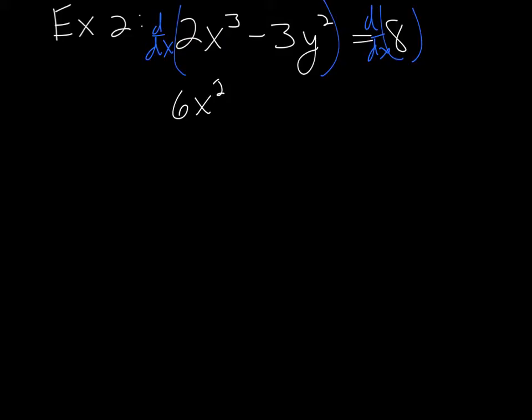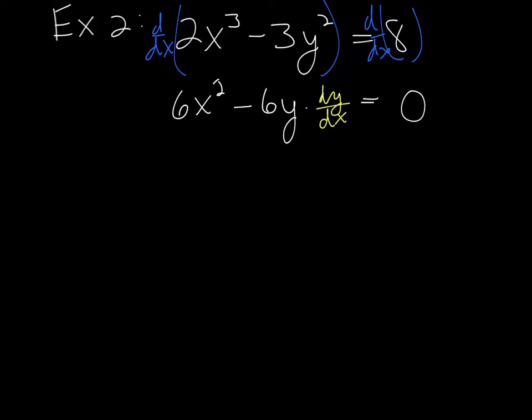And then when I get to my second function, because that one is in terms of y, my derivative with respect to y is negative 6y to the first, and I have to follow that times the derivative with respect to x, dy dx. And continuing on the right-hand side, the derivative of a constant is 0.